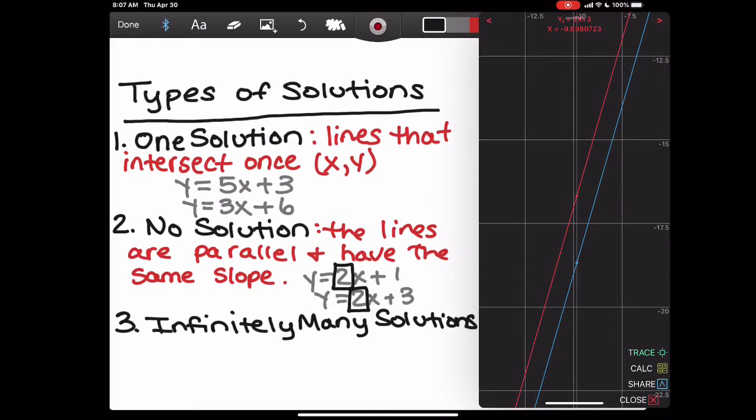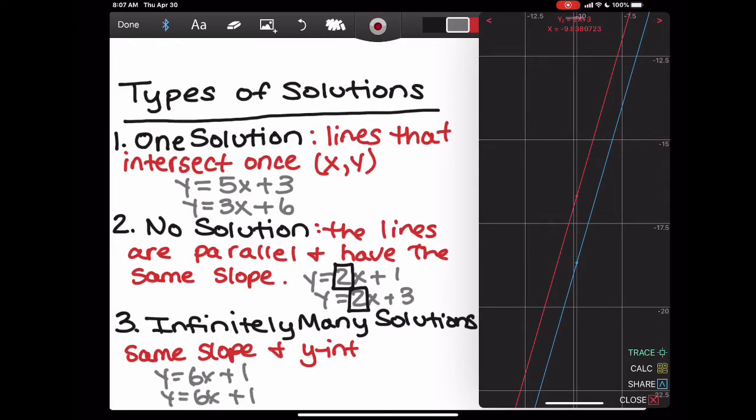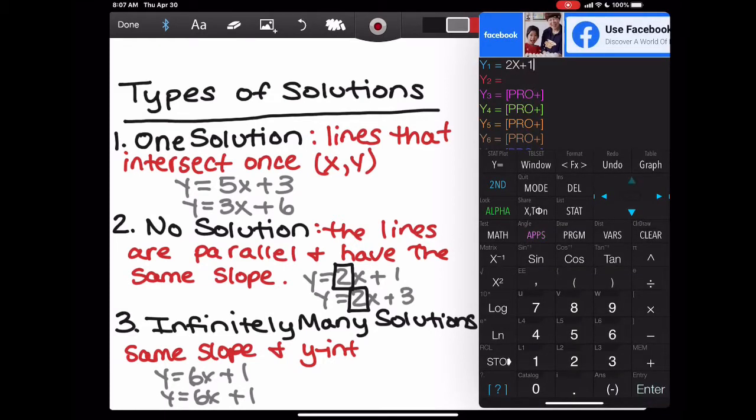The last type of solution is going to be infinitely many solutions. That means that the equations are going to have the same slope and the same y-intercept. I'll just make that note: same slope and y-intercept. So that's basically just saying something like y equals 6x plus 1 and y equals 6x plus 1. Same slope, same y-intercept. If I type those in here, just to give you a visual, 6x plus 1, 6x plus 1.